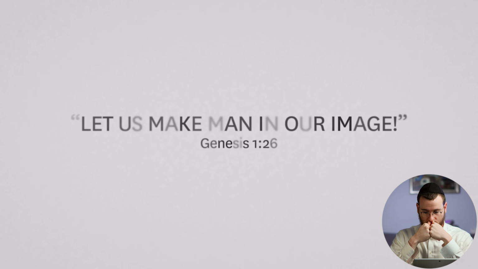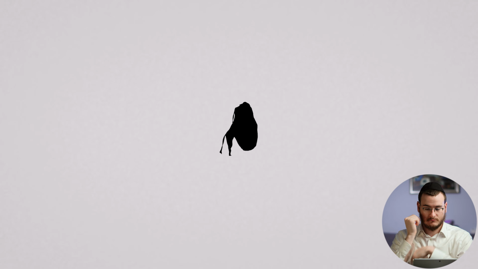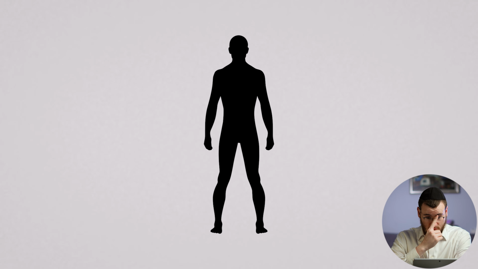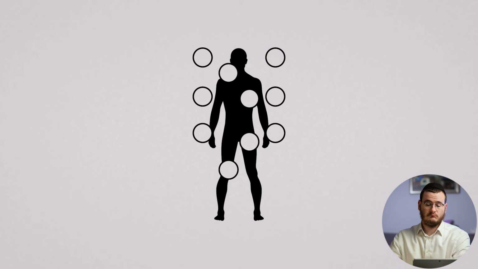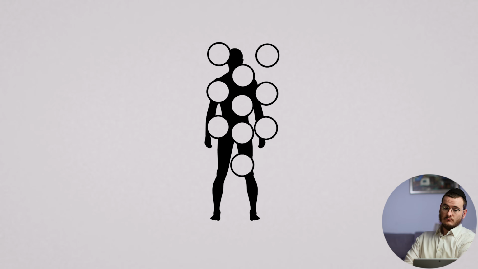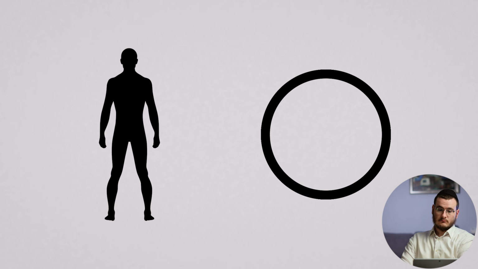"Let us make man in our own image," said God. No sooner said than done. Man was created in his Creator's image, with his own internal set of 10 attributes through which he operates. These 10 spiritual attributes are reflected in the physical human anatomy. Let's go through them, one by one.